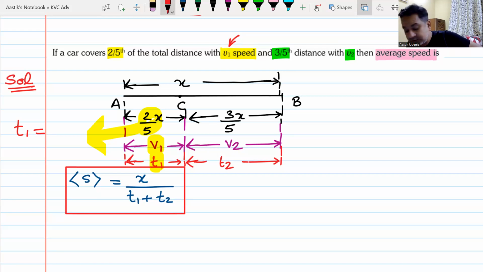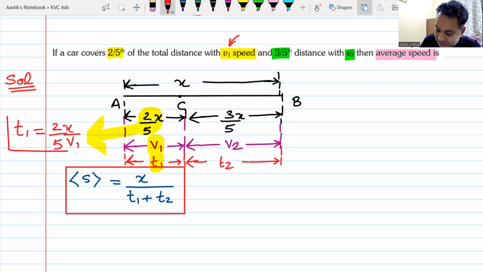Total distance it has traveled is 2 by 5x. Velocity or speed is V1. How much time will it take? 2 by 5x, which is the distance, divided by V1. Yes or no? Yes, sir. It should not take so long for you to find it out.